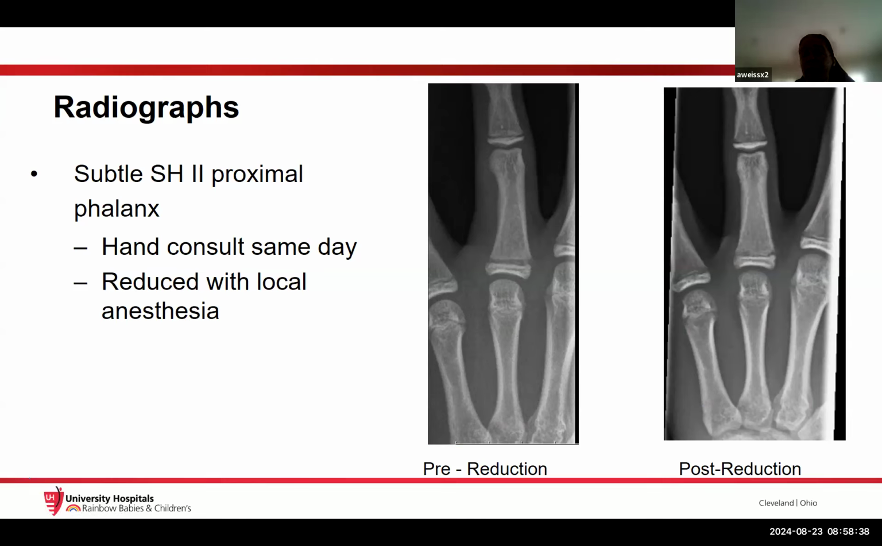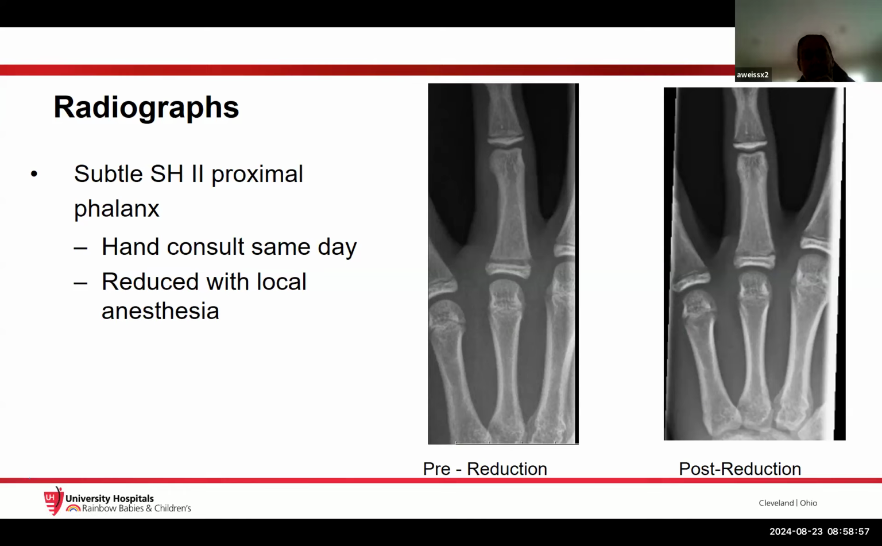Then the dad said, we're not doing that. So they just gave him a little digital block and yanked on him and reduced him in clinic because the dad refused. And then he didn't follow up. So I assume that the kid and his finger both look fine. But I've had probably 2 or 3 of these, with significant rotational deformity in the last year.